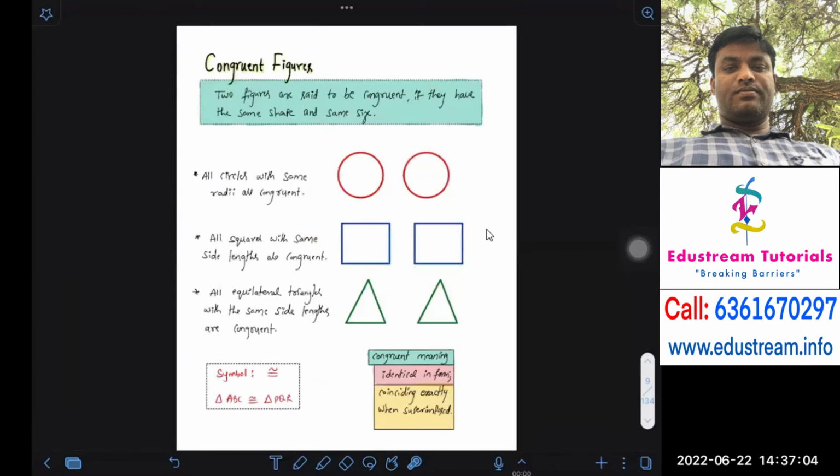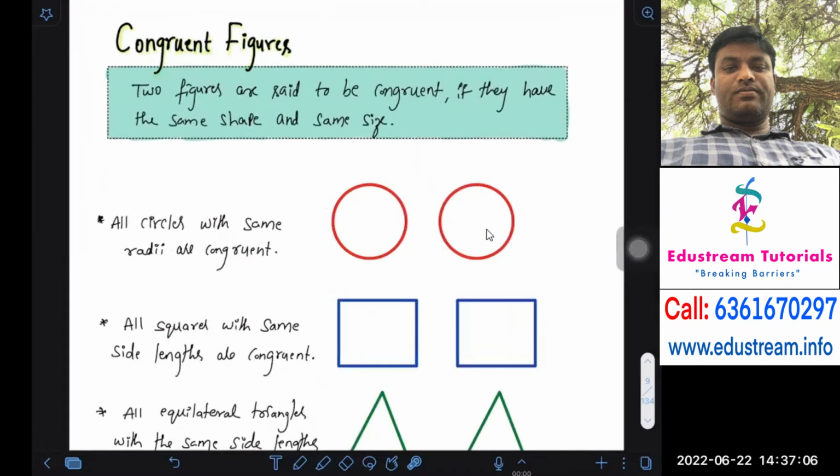We'll continue with the concepts we have to study in 10th standard. Let's see 10th standard triangles. So the first concept you're going to study is congruent figures. Now, what do you mean by congruent figures? Two figures are said to be congruent if they have same shape and same size. Same shape and same size.